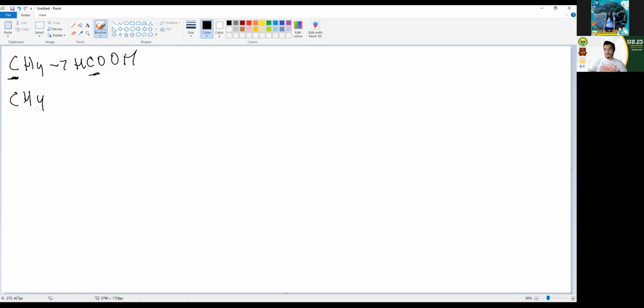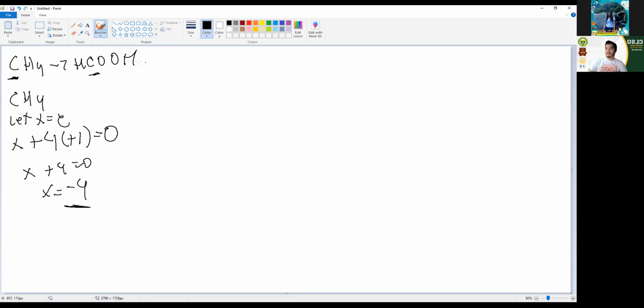So, CH4. So, from here, let X is equal to C. So, X plus, since apat yung hydrogen natin, 4. And then, alam natin na ang hydrogen is positive 1, usually. Tapos, since neutral yung compound, ang total oxidation, 0. So, X plus 4 is equal to 0. So, X is equal to negative 4. So, from the reactant side, negative 4 si carbon.